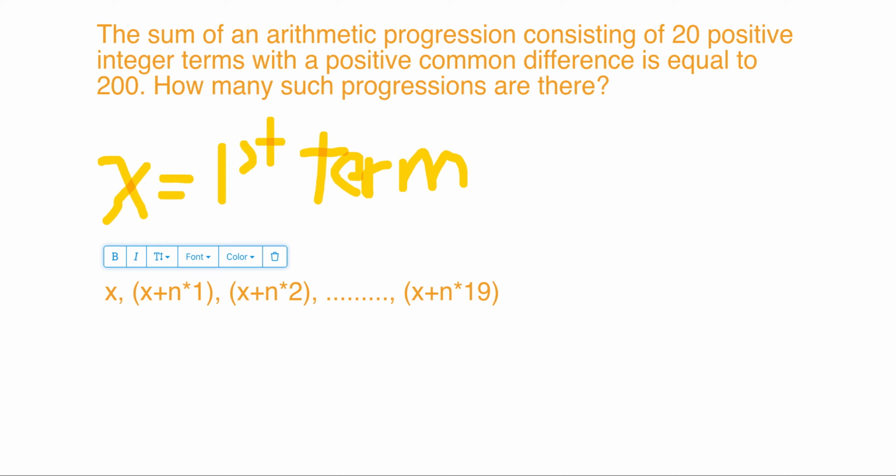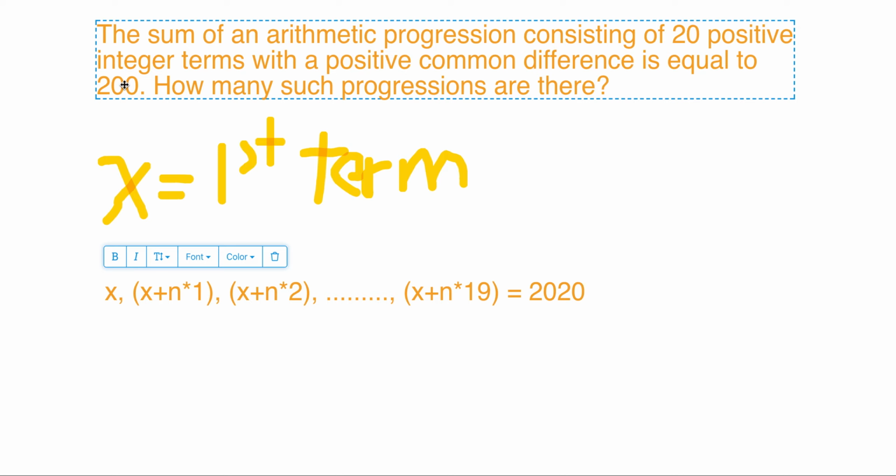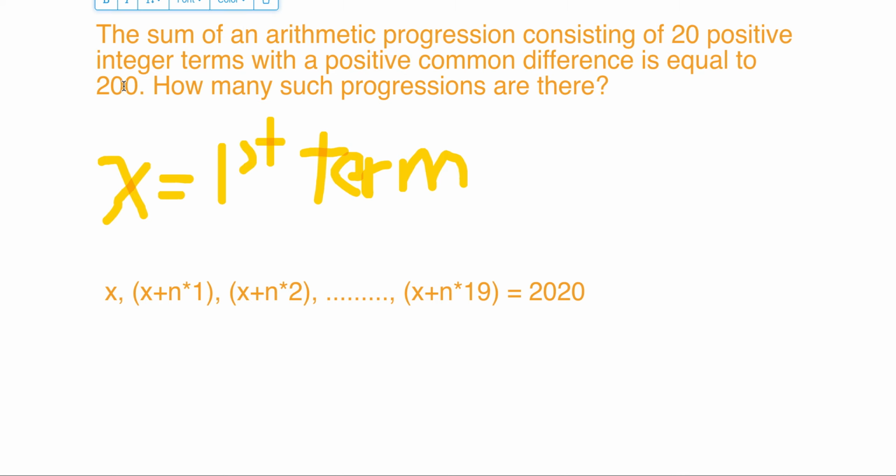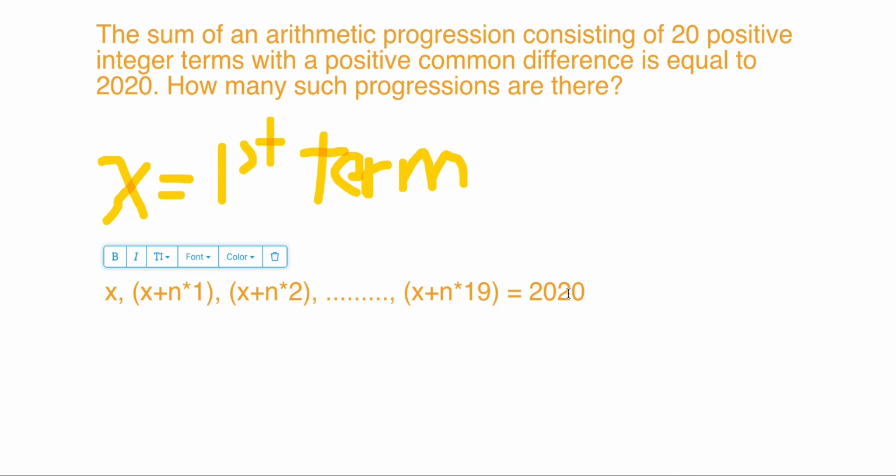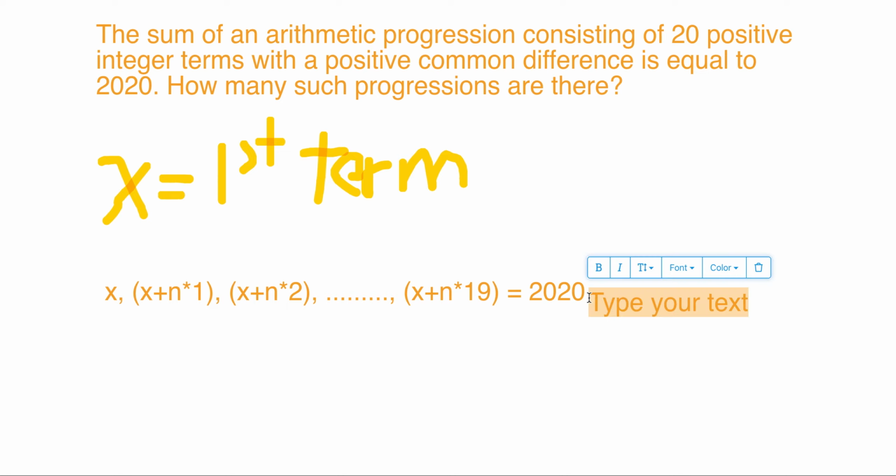Okay, since we have this sequence, we also know that this is 2020. Whoa, I had a typo here. This is not 200, this is 2020. Now we have ourselves an equation.